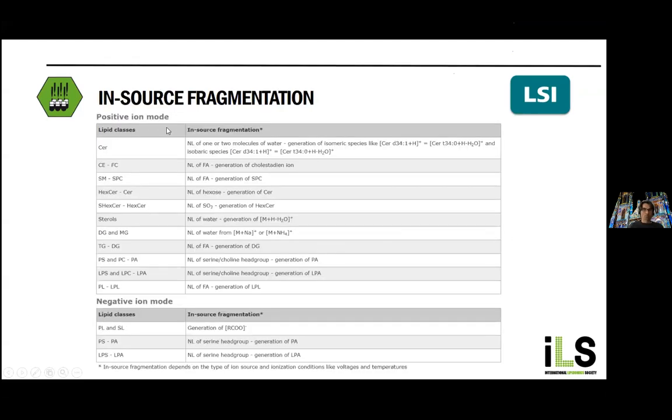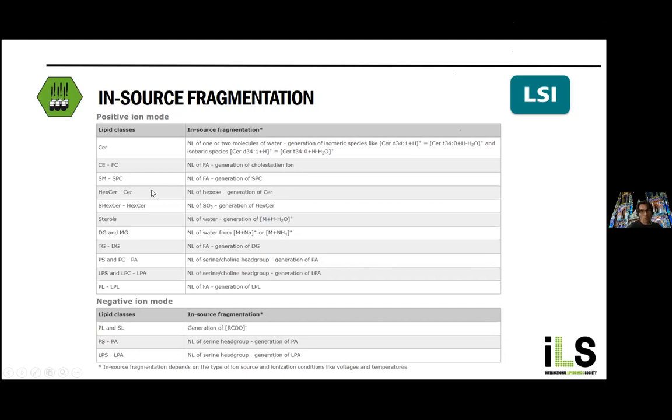And finally, there is also a potential source of misidentification: in-source fragmentation. Maria mentioned that already. For instance, ceramides typically lose water in the source. They can lose that, and that may lead to misidentification. But there are also several others. For instance, cholesterol esters lose the acyl chain to generate the cholestadiene ion, or triglycerides lose a fatty acid and generate the diglyceride.